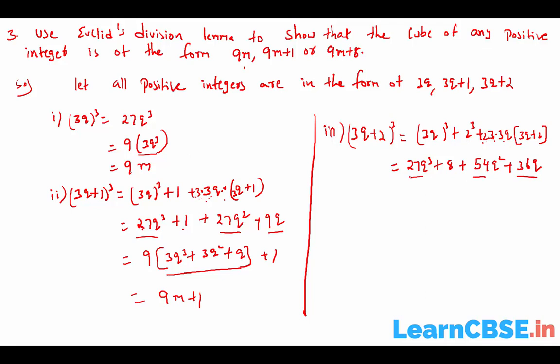Again from these terms I can take 9 common: 3q cube, 9 6s are 54, 6q square plus 9 4s are 36, 4q, plus again I'm taking this as a constant m, 9m plus 8. Now if you observe, because 3q, 3q plus 1, 3q plus 2 represent all positive integers, the cube of all positive integers must be in the form of 9m, 9m plus 1 and 9m plus 8.